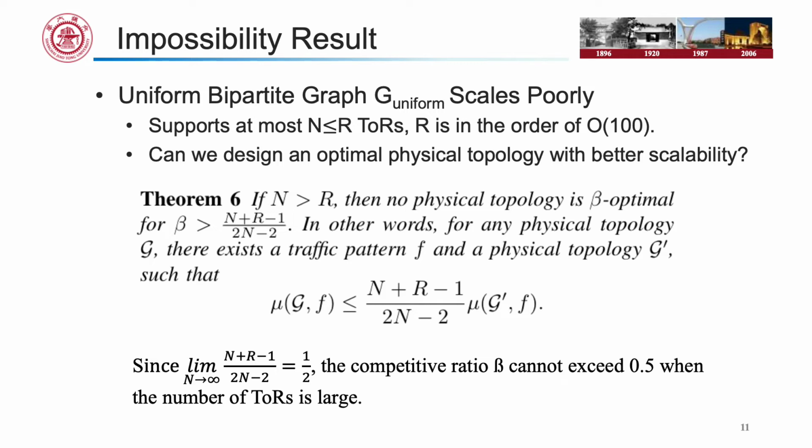Unfortunately, this theorem says that the compatibility ratio of a physical topology cannot exceed this value. When n is greater than r, this value will be smaller than 1, and thus no physical topology is optimal. If we take the limit of n to infinity, we find that this value converges to 0.5. This indicates that as the number of TORs becomes large, the compatibility ratio cannot exceed 0.5.